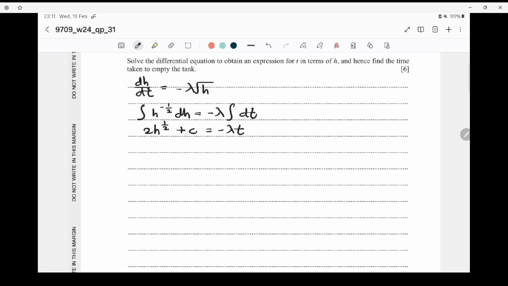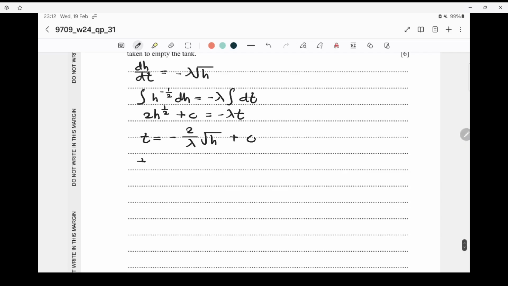So you want to write t in terms of h. So t would be minus 2 over lambda times square root of h plus some constant. I don't need to be worried about the value of the constant at this moment. What I need to do is substitute all the initial conditions in and find out the values of lambda and c.